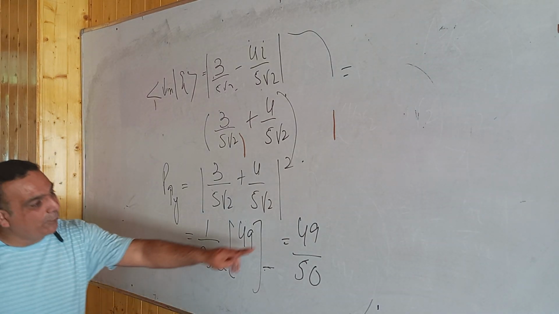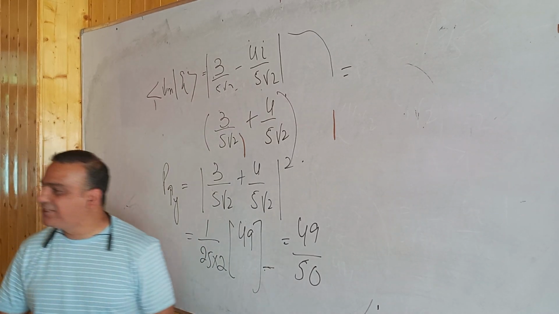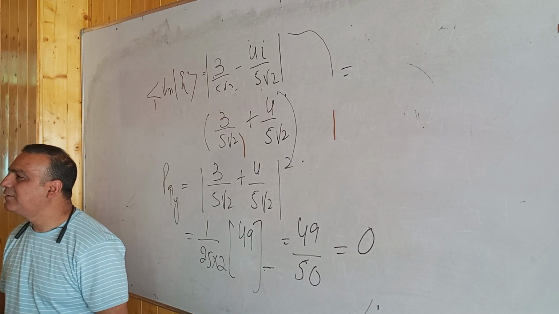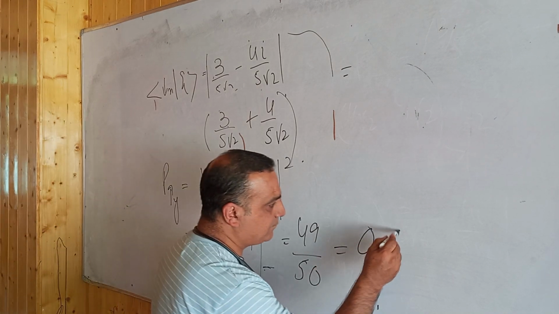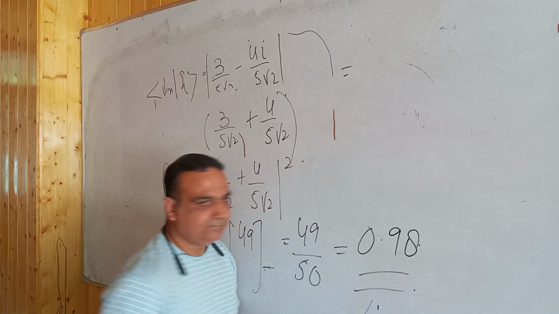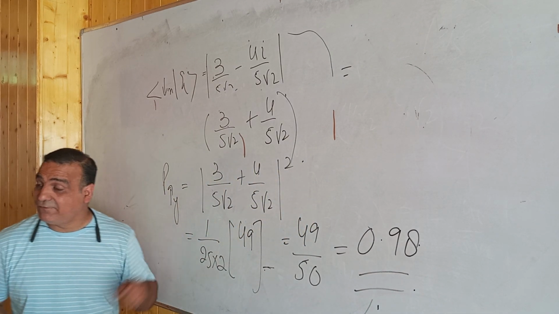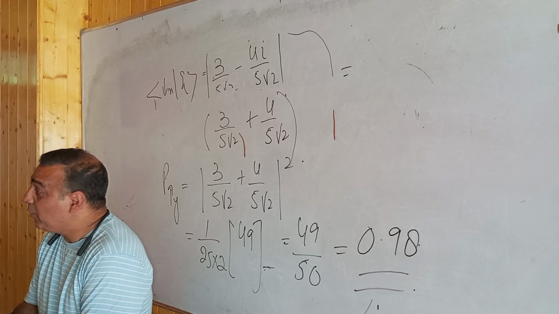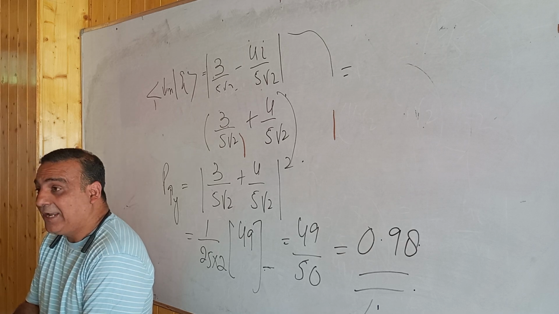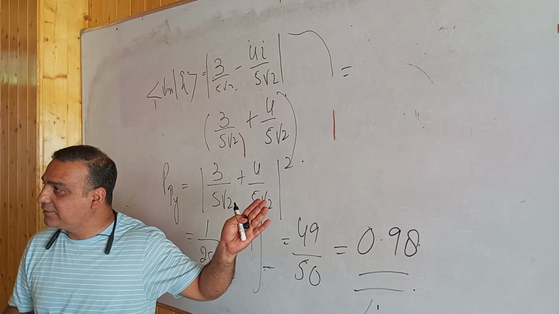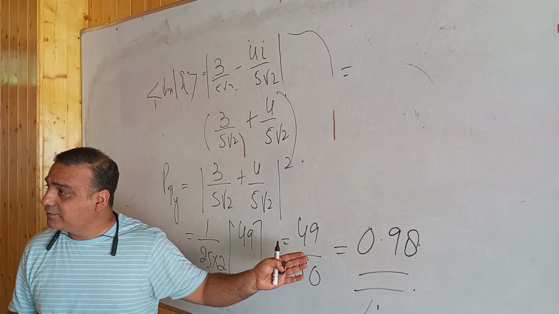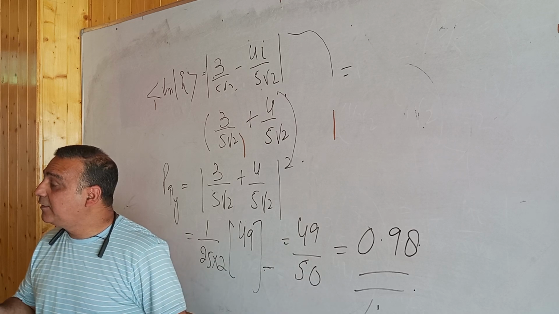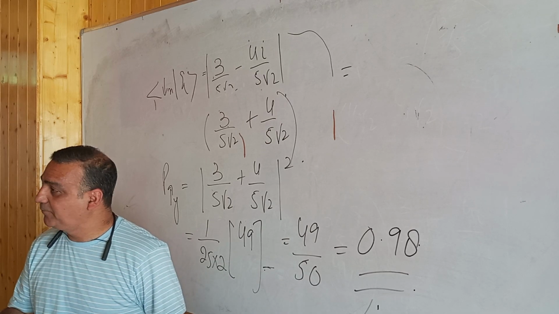Are you getting it? So what is 49 by 50? How much is this? It is 0.98. In the previous case, when we solved the same problem along the x, what was the probability? The probability was 0.5. Okay? And now you calculate this. Is it coming 0.98? So this will be your probability when you measure the spin along the positive direction of y. Are you getting my point?